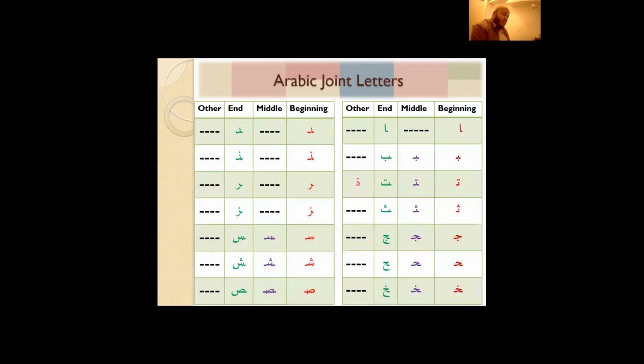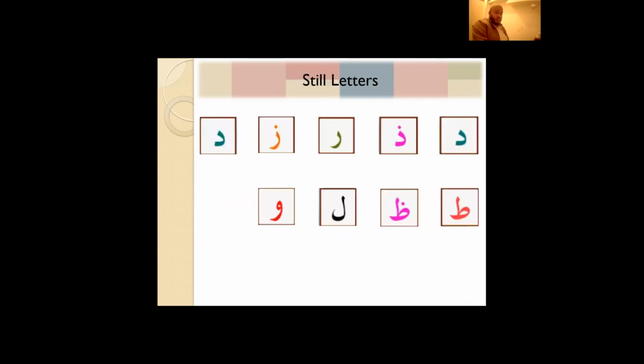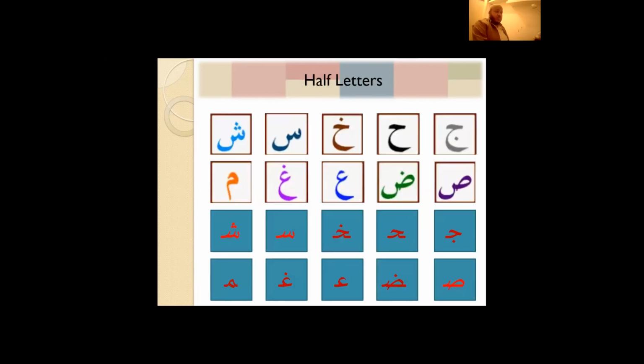Now, these you don't have, so maybe you can make note of these letters now. The short tail letters: ba, ta, fa, qaf, noon. The still letters: dal, zal, ra, za, ta, ba, lam, waw. And the half letters: jim, ha, kha, sin, shin, sad, dad, ain, ghain, mim.